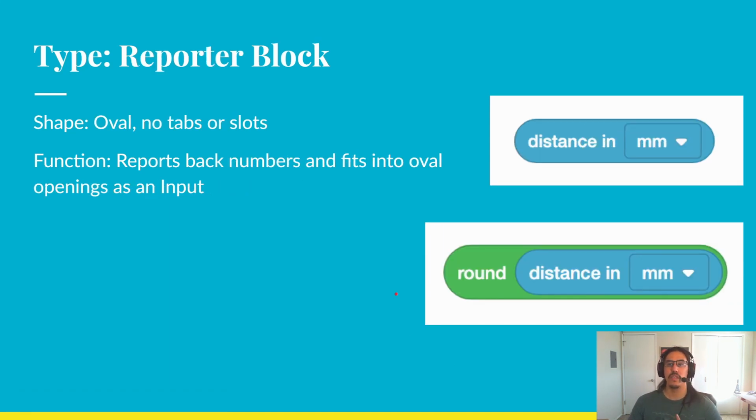Very similar is the reporter block. So these have an oval shape. They also have no tabs or slots, so they don't stack. Instead, they fit into other objects or into other blocks, just like the Boolean did. Now, the big difference is that this type of block reports back numbers. So again, the Boolean is just going to be yes or no, but for things like distance, it doesn't make sense to just say yes. Instead, we want to be able to have all of those in betweens, all of those different numbers, and that's what the reporter block is for.